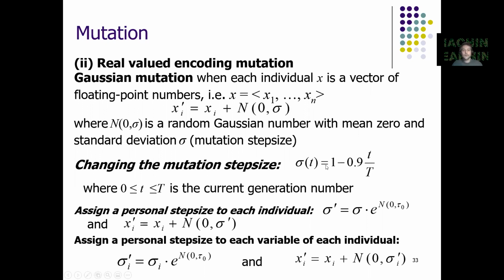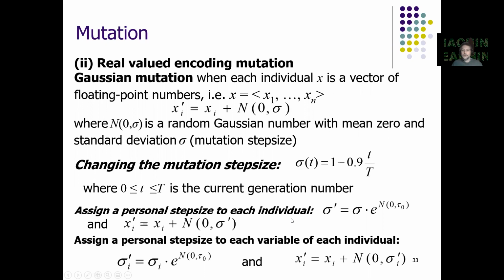So you can change the mutation step size according to this kind of formula, which takes into account t, the number of generations, and T capital, the maximum number of generations. Usually in GAs, you have to set the maximum number of generations. Otherwise, the process may evolve in time indefinitely.